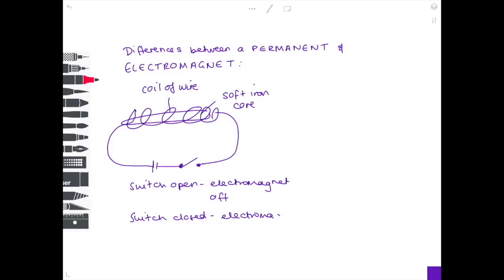So crucially with electromagnets, they're very easy to turn on and off. And they have lots of uses, including in relay switches, circuit breakers, doorbells.